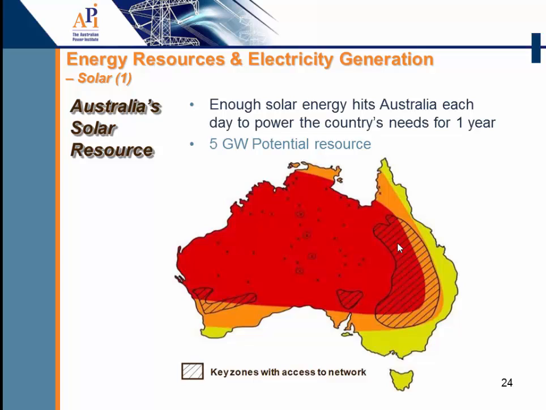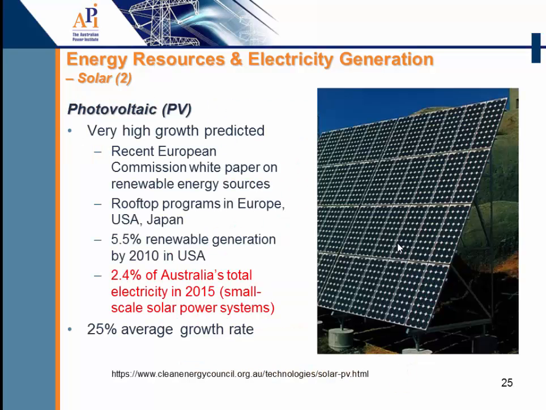And also there is plenty of sunshine in Australia. It can provide a lot of power, and at present 2.4% of Australian total electricity is derived from small scale solar power systems.